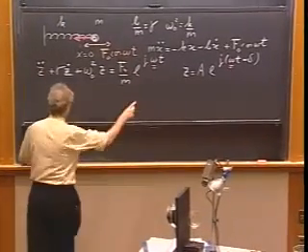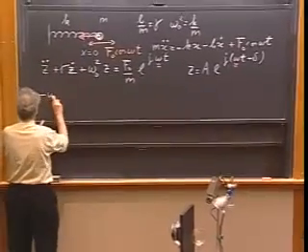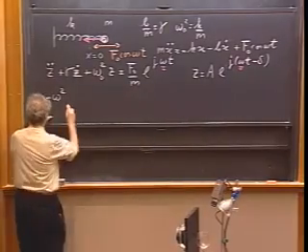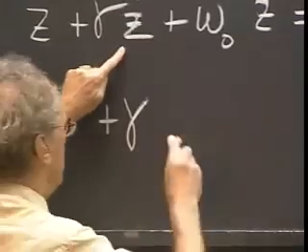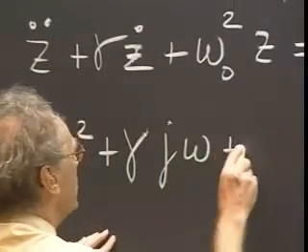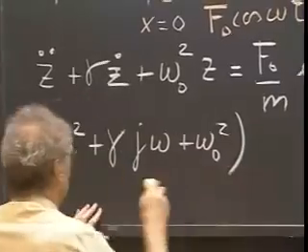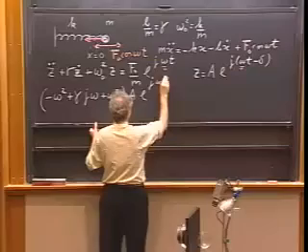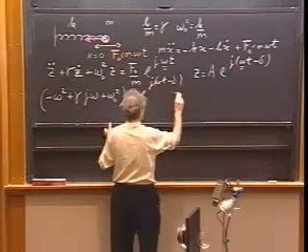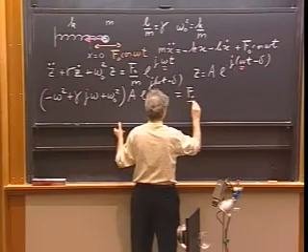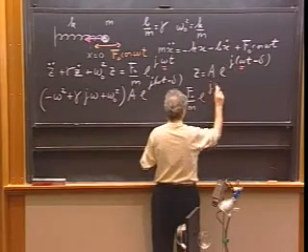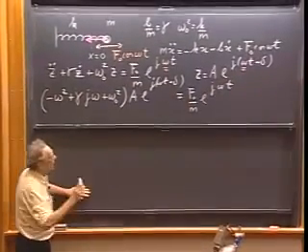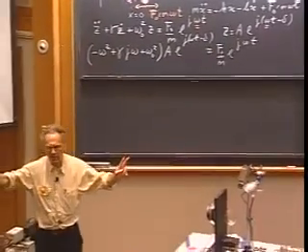So now I'm going to take the second derivative, so I get minus omega squared. j omega comes out twice, so I get minus omega squared, then plus gamma times j omega, then plus omega 0 squared. And that whole thing multiplied by A e to the power j (omega t minus delta) now equals F0 divided by m times e to the power j omega t. So the whole thing is now in the complex plane. And you see that e to the power j omega t cancels on both sides.